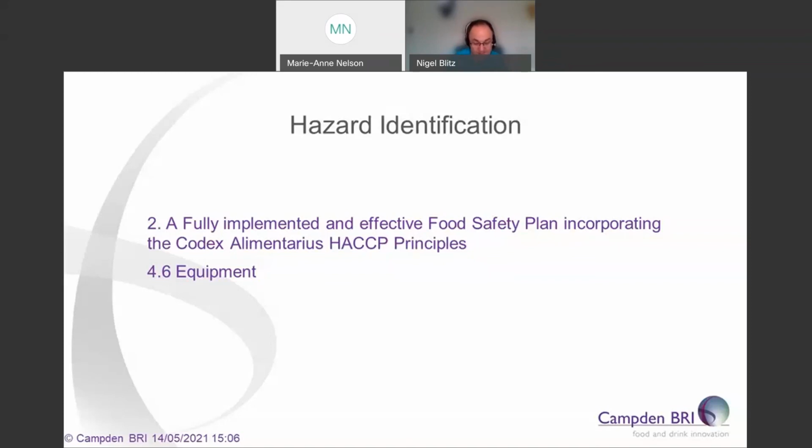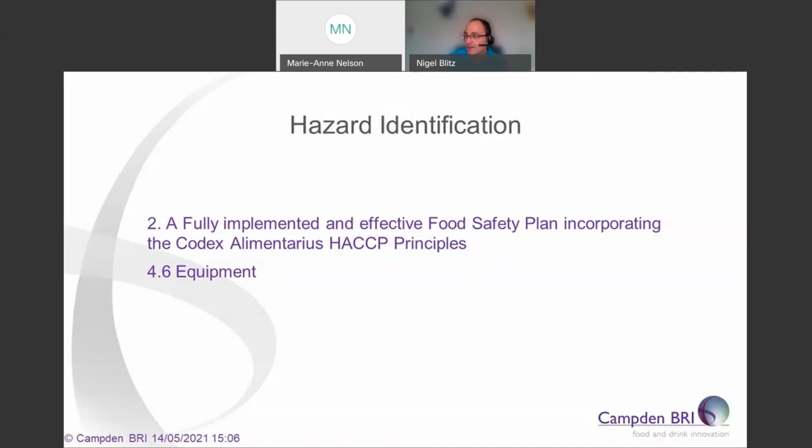And the BRCGS 8 interpretation guide says that consideration must be given to all the sources of potential hazards. These could include raw materials, processes, and factory environment. The process flow diagram is a useful tool in considering the potential risks at each stage of production. And appropriate measures must be in place to control them. And this goes back to the equipment design and construction. With 4.6 equipment, suitability of equipment for its intended purpose includes its condition so it does not pose a product contamination hazard, its ability to be effectively cleaned, and its capability of producing safe food products.